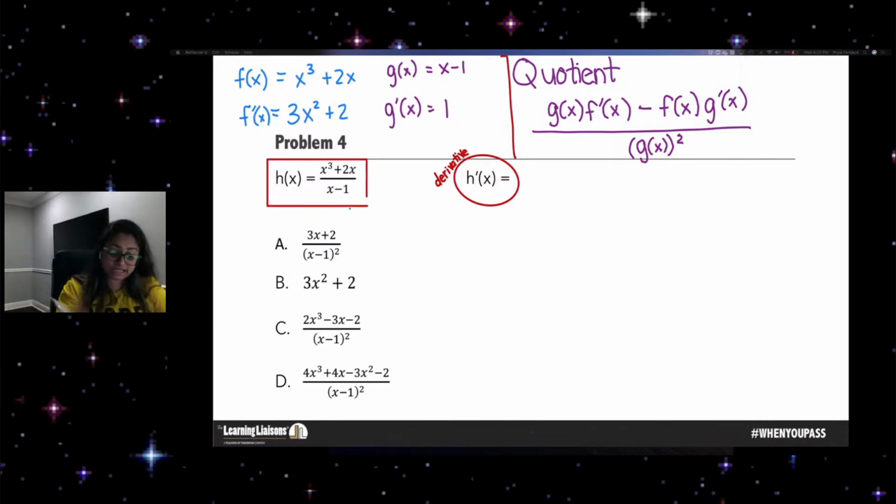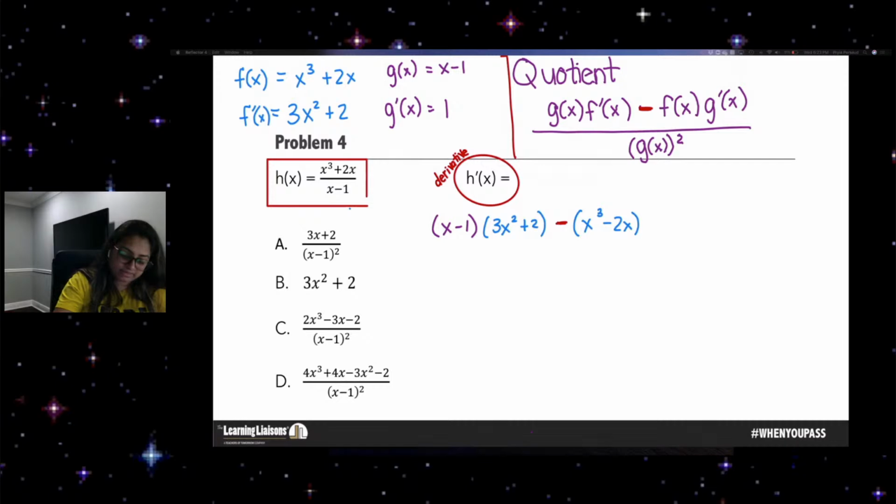Now, what I have to do is plug in what I know. So I'm going to start with my g of x, and my g of x is x minus 1. I'm going to multiply that by my f prime of x, and that's going to be 3x squared plus 2. And then I'm going to keep my subtraction sign because there's a big subtraction sign there. And I'm going to do f of x, which is x cubed minus 2x. And then I'm going to multiply that by my g prime of x, which is 1. And I'm going to put that all over my g of x squared, which is x minus 1 squared.